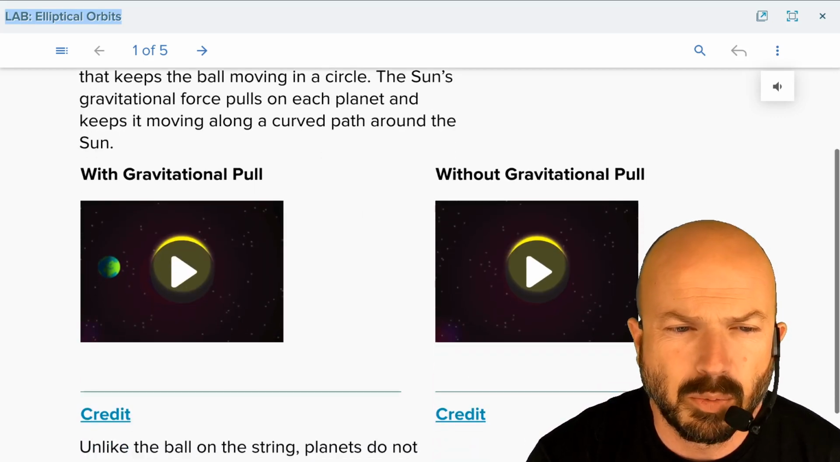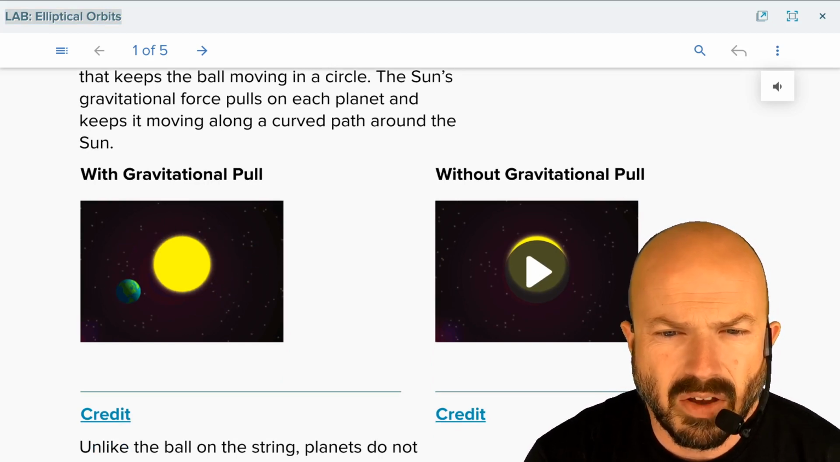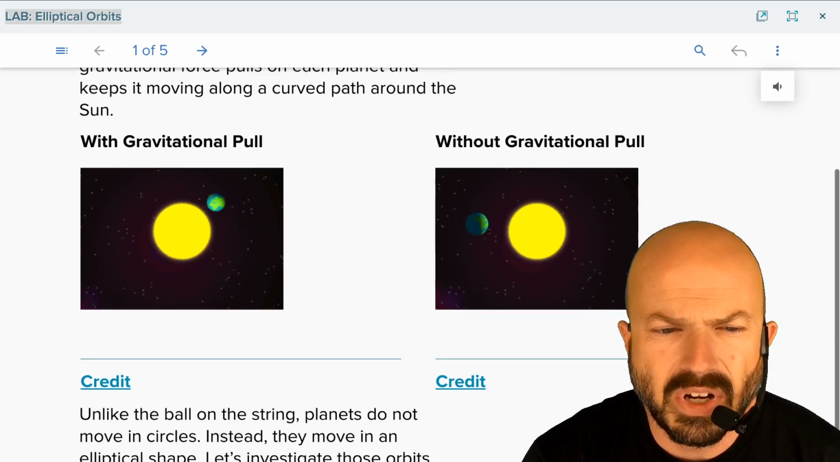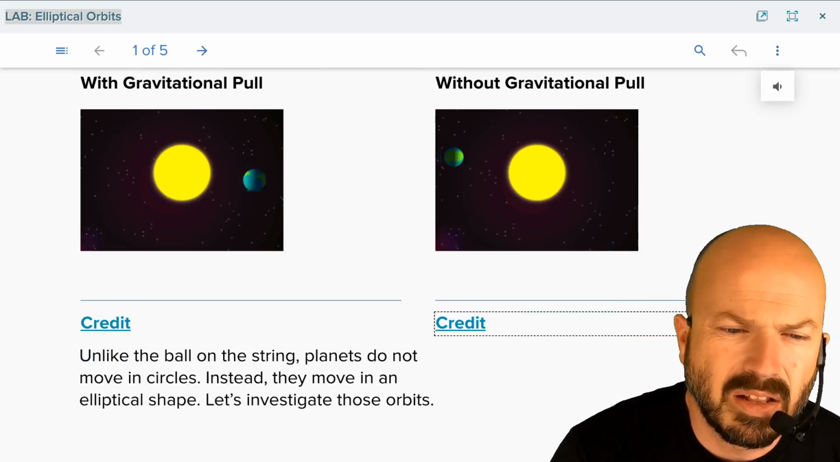So, with the gravitational pull, oh look, the Earth orbits the sun. What happens without the gravitational pull? There's Earth, and there it goes. But unlike the ball on the string, planets do not move in circles. They move in an elliptical shape.